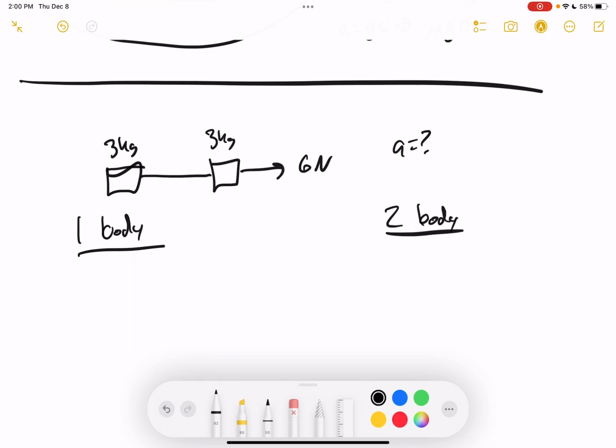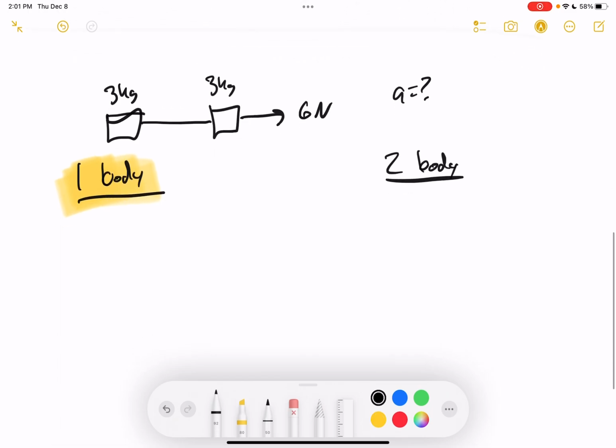Now I prefer one body just because it's maybe a little bit easier, but you kind of have to think and understand it a little better. Okay, let's do two body first. So I'm going to label this block 1, block 2. So let's do block 1.